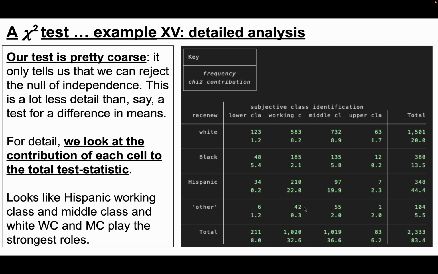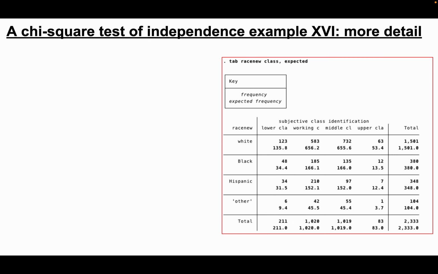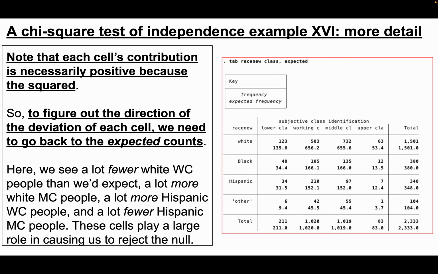And it looks like Hispanic working class individuals by far play the single biggest role, as well as Hispanic middle class individuals, and then white working class and white middle class, sorry, I did that in reverse order, coming up third and fourth there, and then black lower class, black middle class. Those are all the ones that I think are notable here. Notably, this on its own would be enough to reject the null, and then these two summed would be enough to reject the null. So that's one way to use your offhand intuition. Note that each cell's contribution is necessarily positive because it's squared.